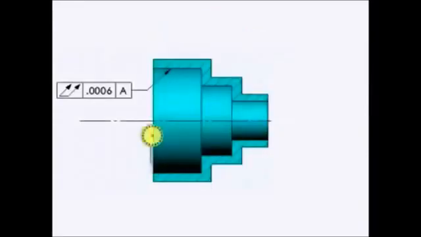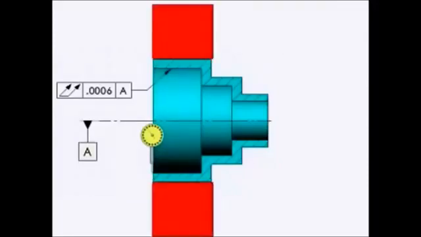Here's a simplified redraw of one of their lens barrels. They applied a total runout to a critical diameter that would interface with a lens. This means that when checked with an indicator, the full indicator movement could not be greater than 6/10,000ths when the part is rotated about datum axis A.